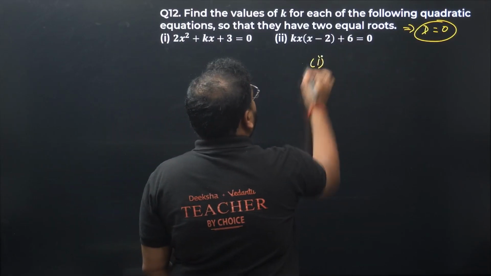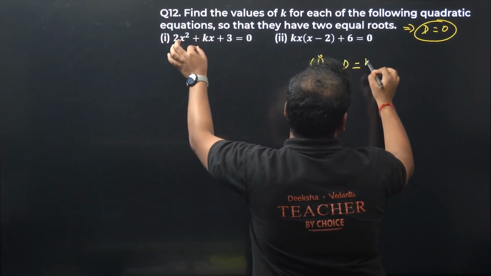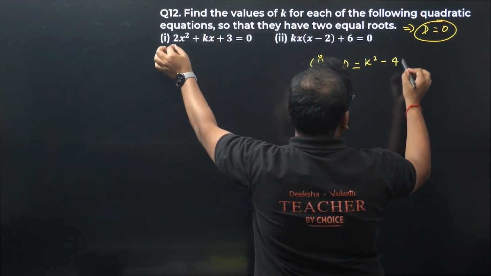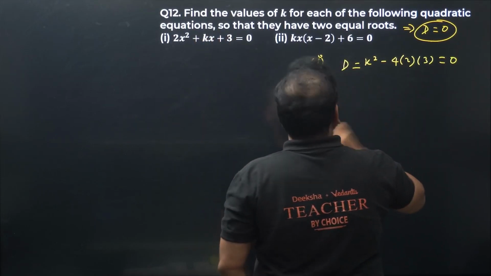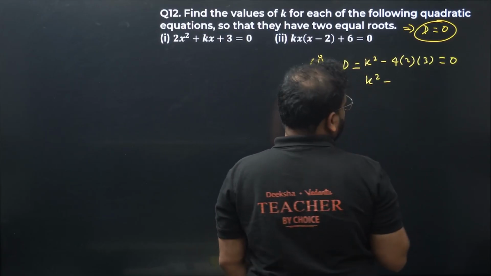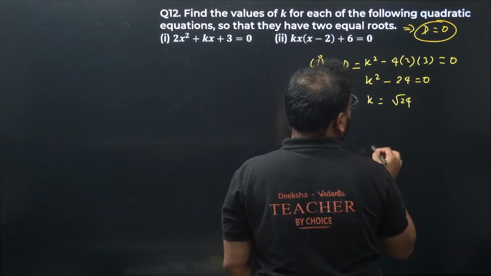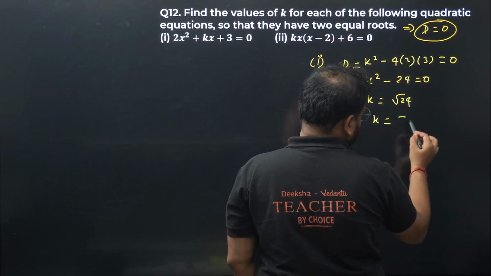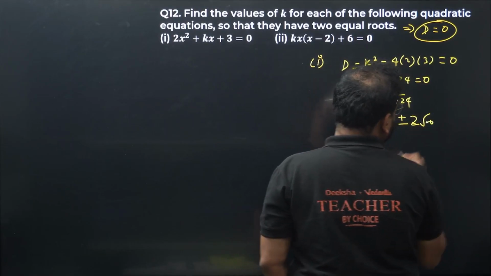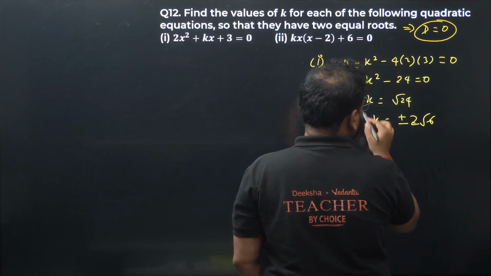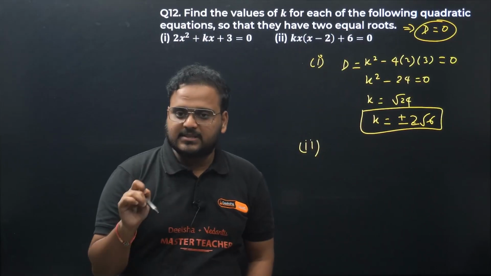First, I have here D. Find the D value. I get D as b square, means k square, minus 4 times of a, means 2, and c, means 3. This has to be 0. I get k square as 24. So I get k as root of 24, k as plus minus 2 root 6. Correct? That's my answer for the first part. First part is clear, right? First part is very much clear.